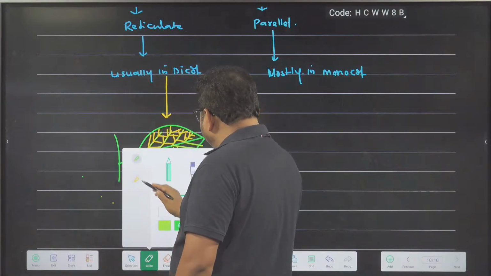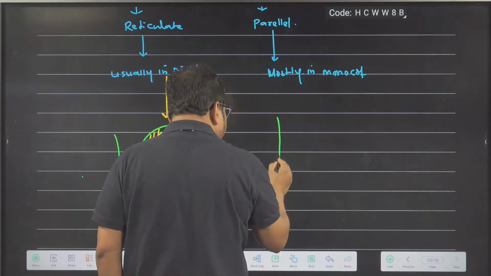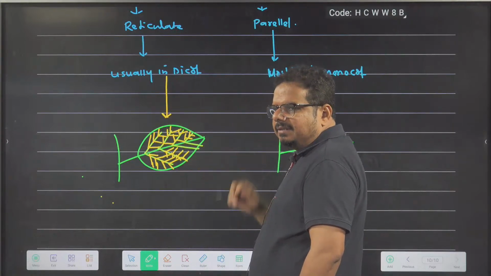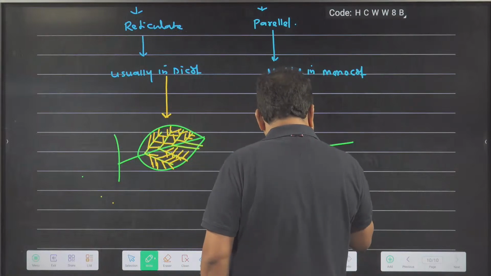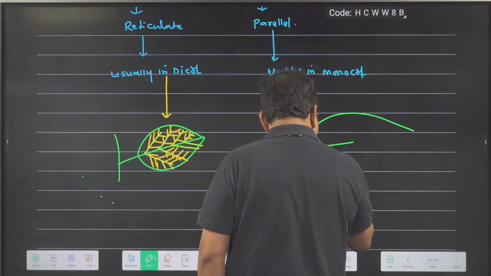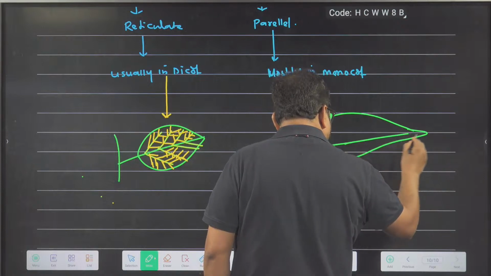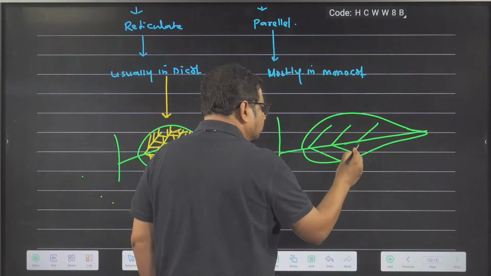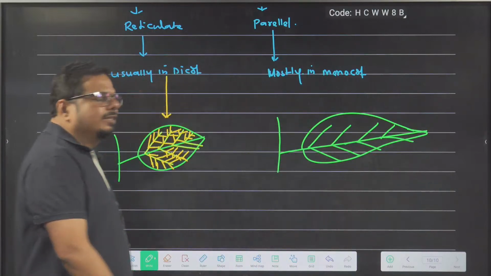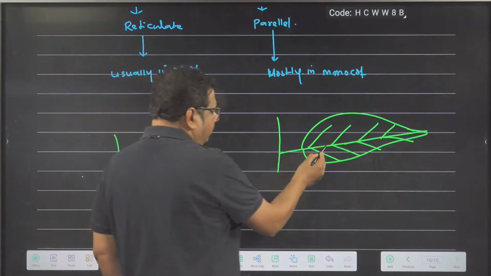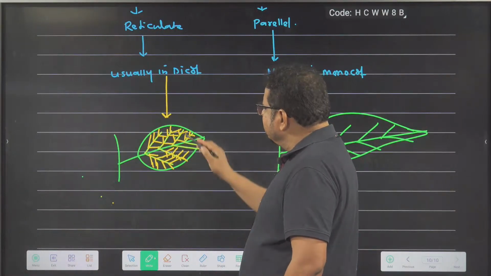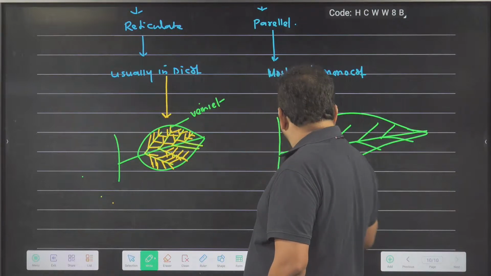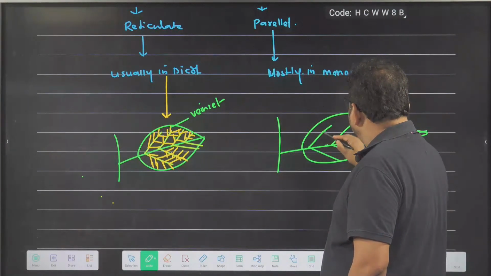In parallel venation, what we are finding? Network is not forming. So here is a network forming or not? Network like a structure is there or not? So here in parallel venation, what we are finding? Let me draw a diagram. Suppose that it is a leaf. In parallel venation, we simply see like this. Who is missing? Veinlet is missing. So midrib is there, veins are there. Veinlet is missing. Here veinlet is present. But here veinlet is absent.